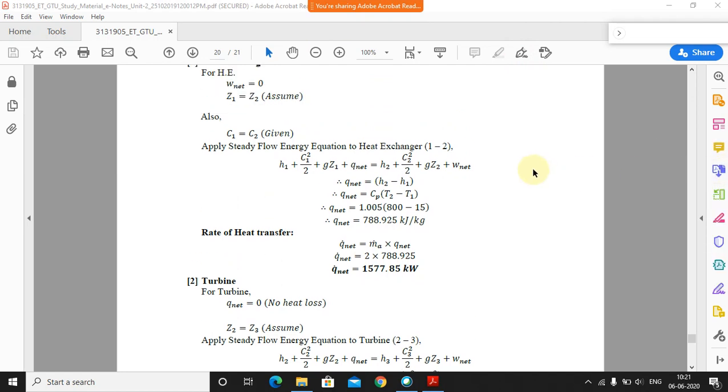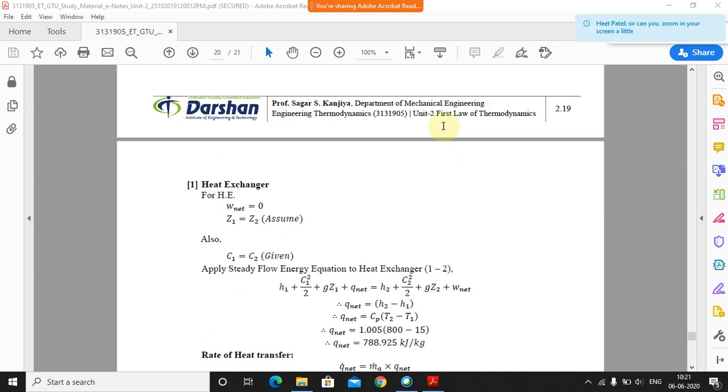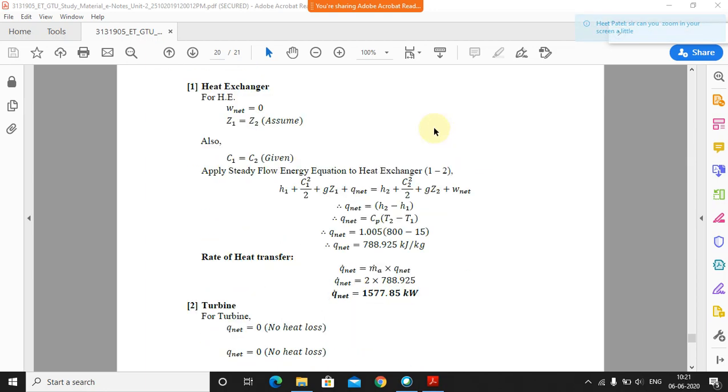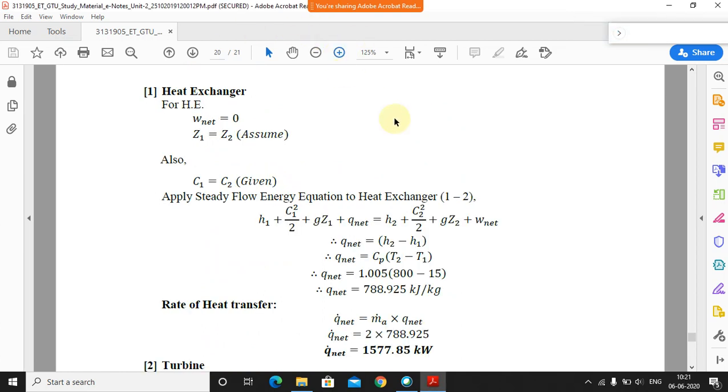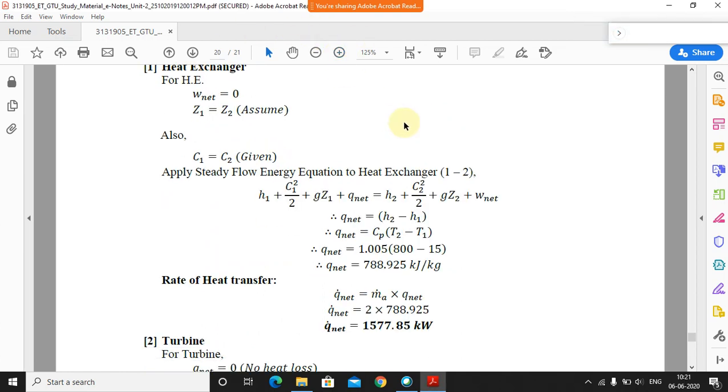All of you getting this same thing? If you have any doubt, ask. Fine. So can you zoom the screen a little? Yes. Is it okay now? Okay, fine.